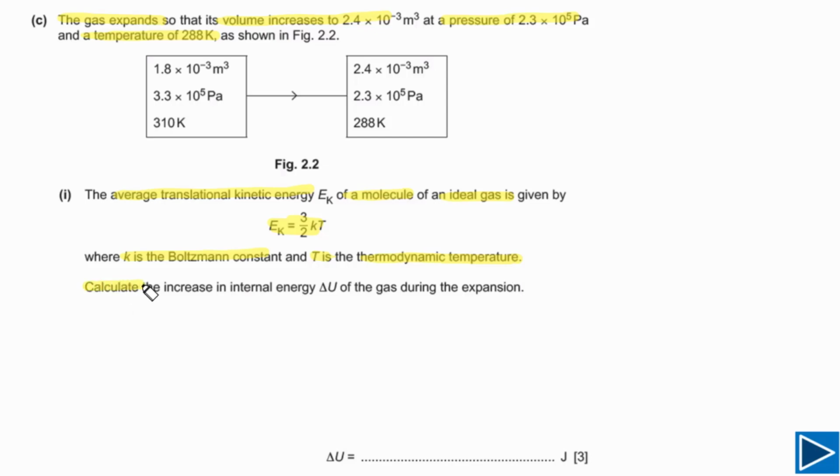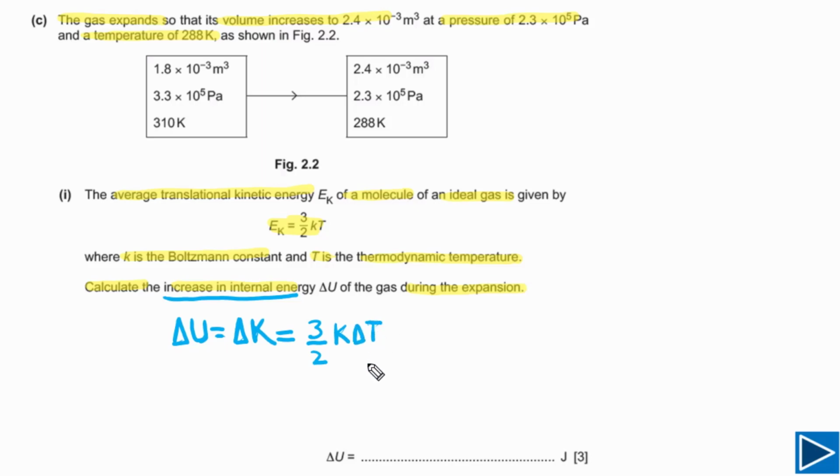The question is asking us to calculate the increase in internal energy of the gas during the expansion. For an ideal gas, the change in internal energy is equal to the change in kinetic energy of the molecules. We need to calculate the total increase in internal energy, which means the total increase in kinetic energy, or simply the change in kinetic energy. In order to calculate the kinetic energy of a molecule, we have this equation, 3/2 k times delta T.